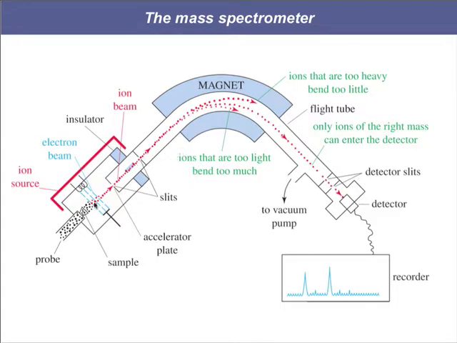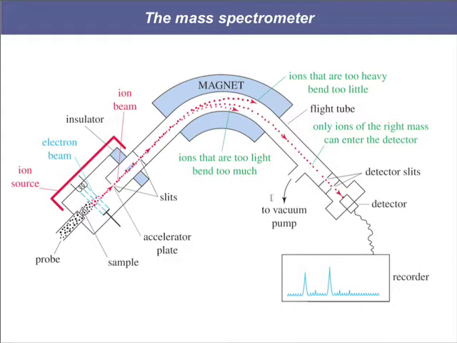And as our molecule is ionized, the lightest ions will be pulled through the flight tube and hit the detector. Then the magnetic field will increase and heavier ions will make it through and hit the detector. And eventually the magnetic field will be so strong that the heaviest of the ions will make it through the flight tube and hit the detector.